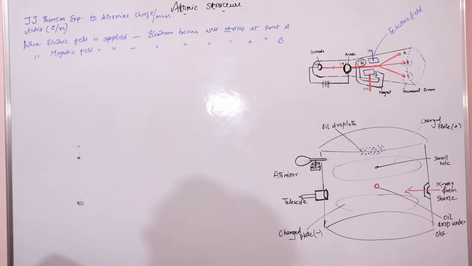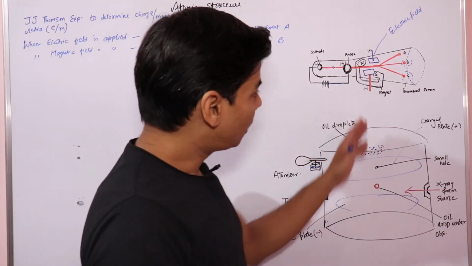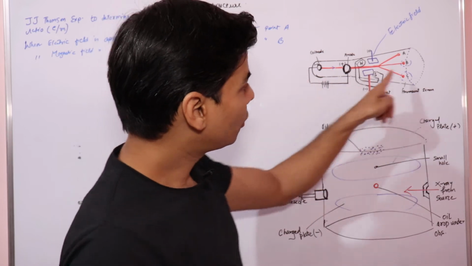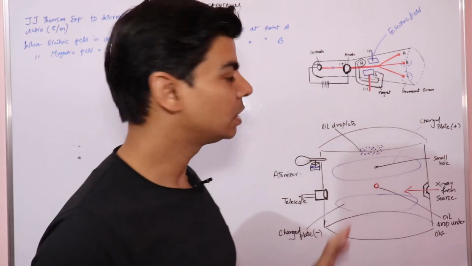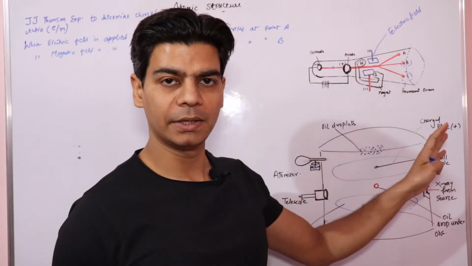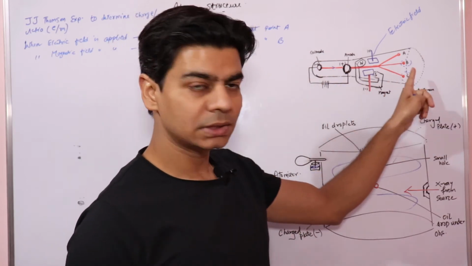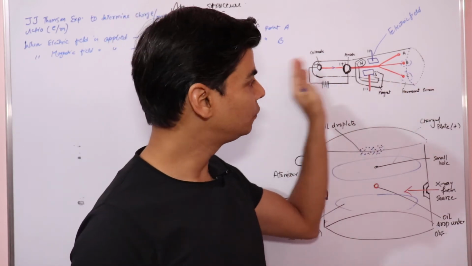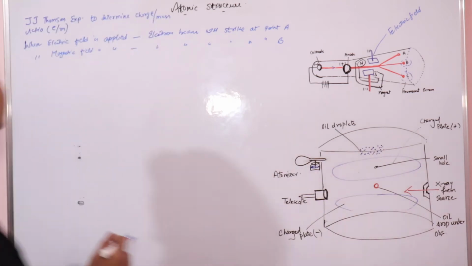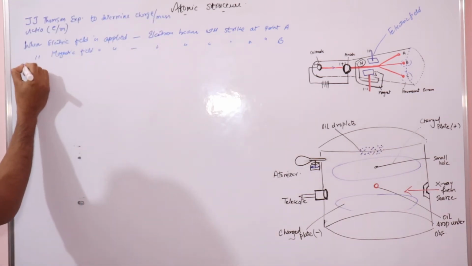This is clear. Now what about point B? When there is no electric and magnetic field, these cathode rays, or beam of electrons, will move straight and strike at point B, right.